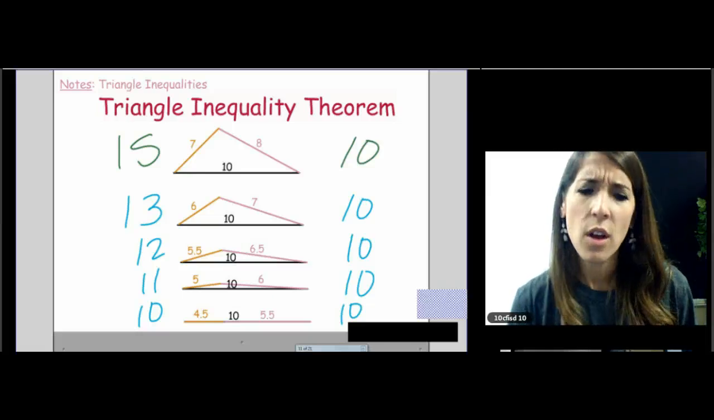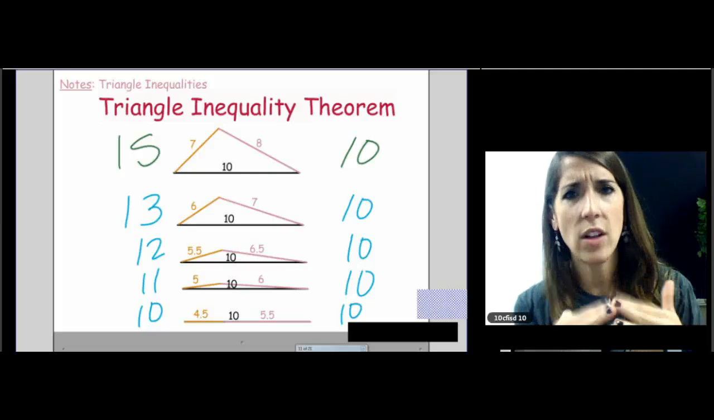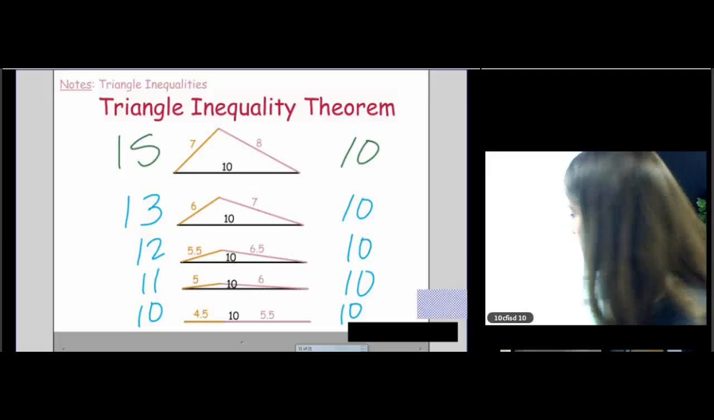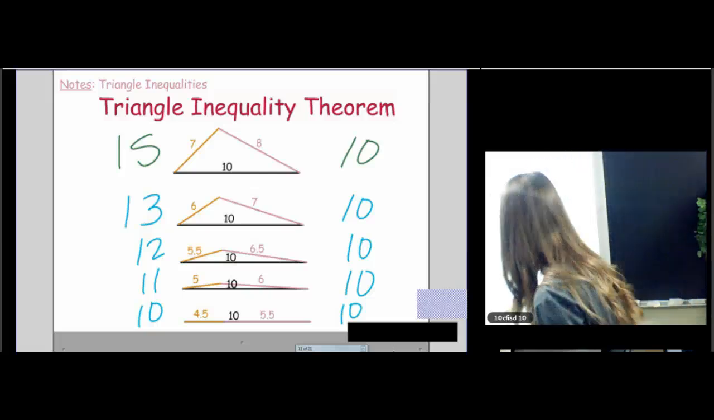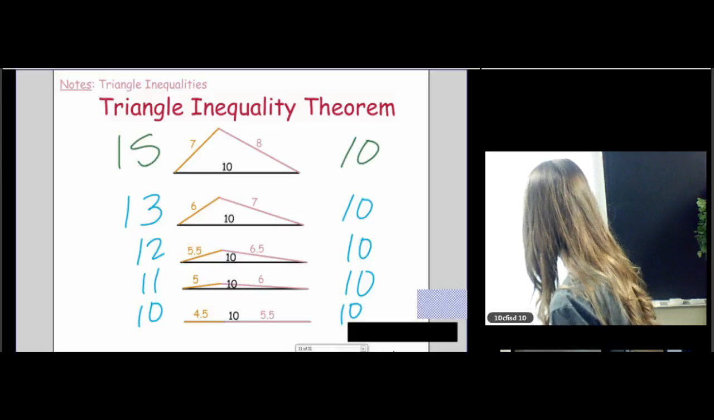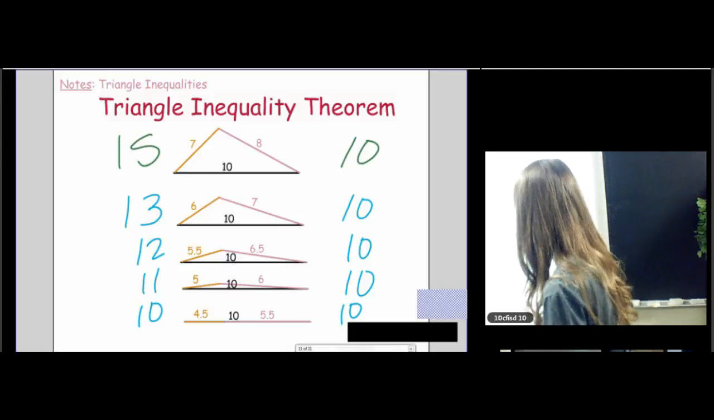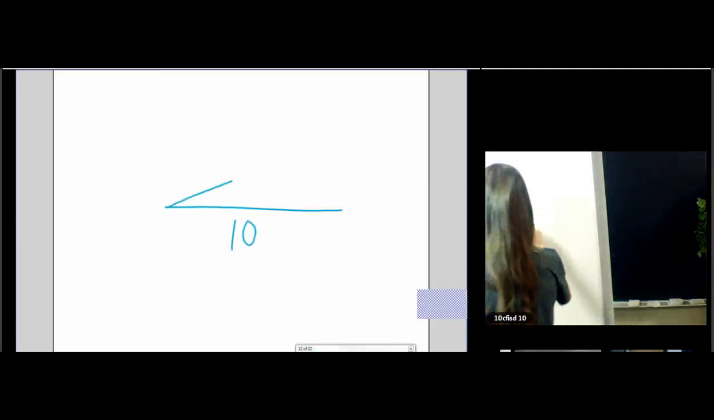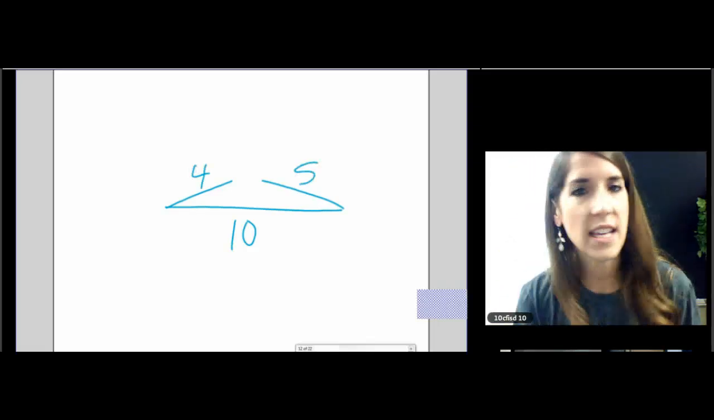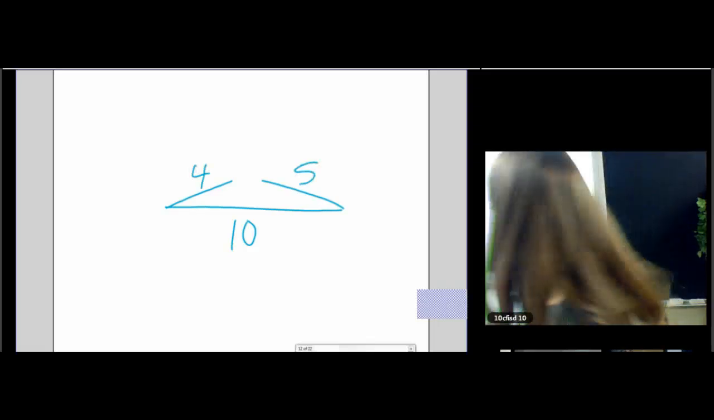Yeah. So when two of the sides of a triangle add up to equal the third side, well then it's not a triangle, right? And what would happen if we went even lower? Oh, I don't have the lower one. I thought I did. If we went even lower, if this was 10, and this was 4, and this was 5, then, oh my goodness, it also would not even make a triangle at all.